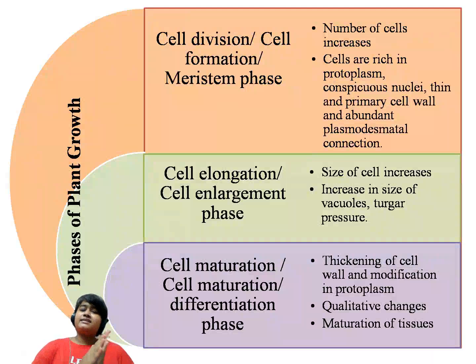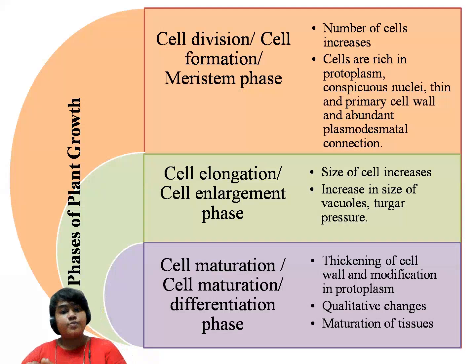Now, can you say that growth is a certain process? No, right? Growth is a very slow and gradual process. Now, why is it slow? Because it occurs in different phases. There are three phases of growth in plants.